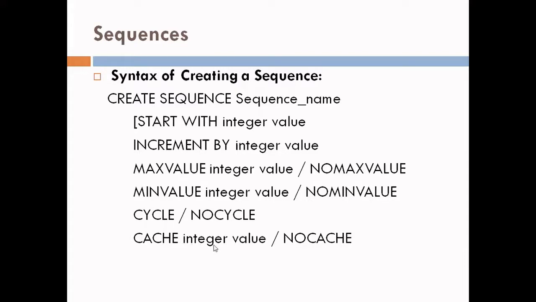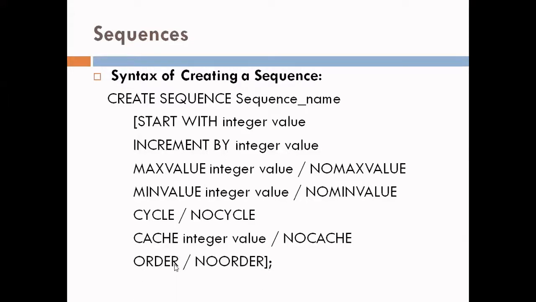Then cache space integer value. Here integer value means how many numbers we want to generate in advance for a given sequence. By default, its value is 20. And if you don't want to specify cache, then we have to write down no cache.